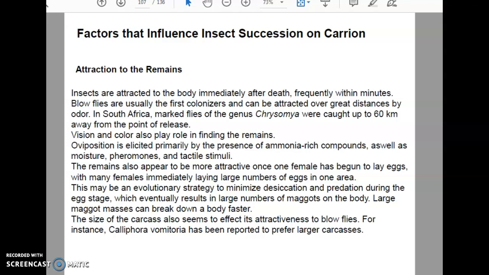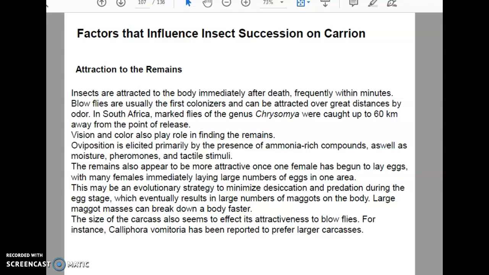So vision and color also play a role in finding the remains. Oviposition is elicited primarily by the presence of ammonia-rich compounds, as well as moisture, pheromones, and tactile stimuli. The remains also appear to be more attractive once one female has begun to lay her eggs. It's kind of like a place is always more attractive when someone is already there. So a bunch of them actually start popping in once one fly starts.